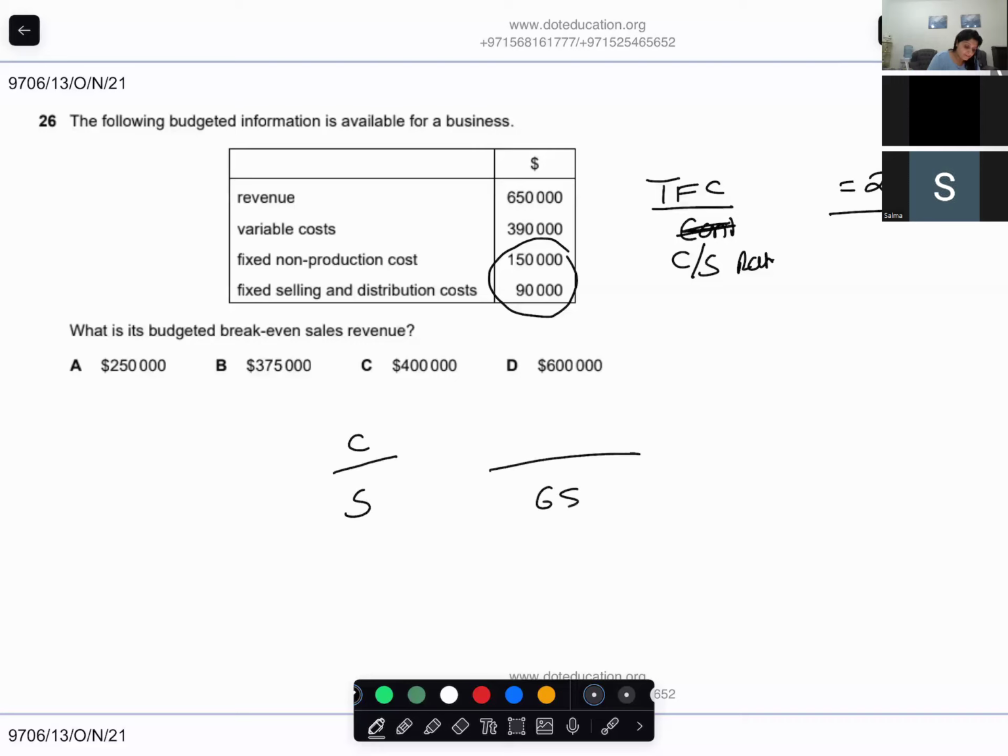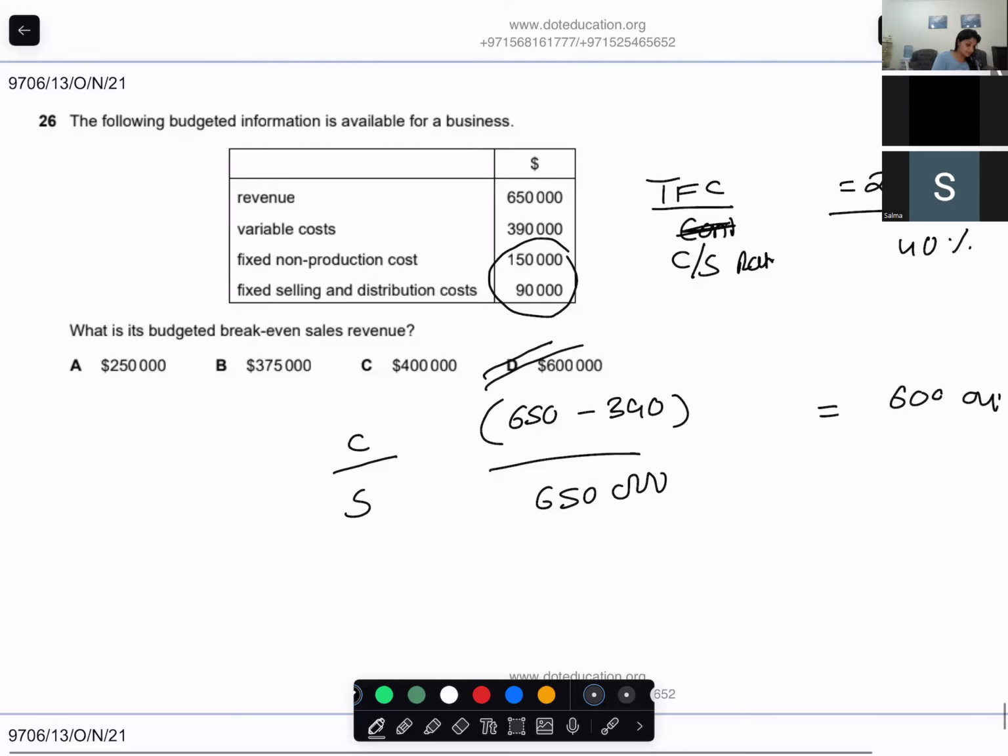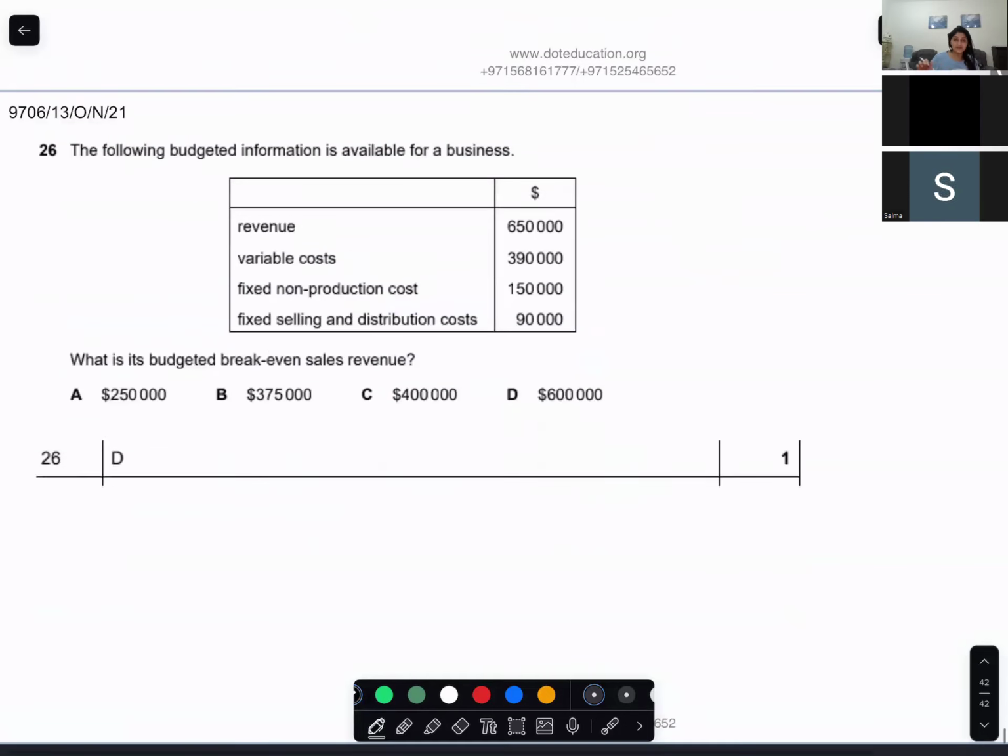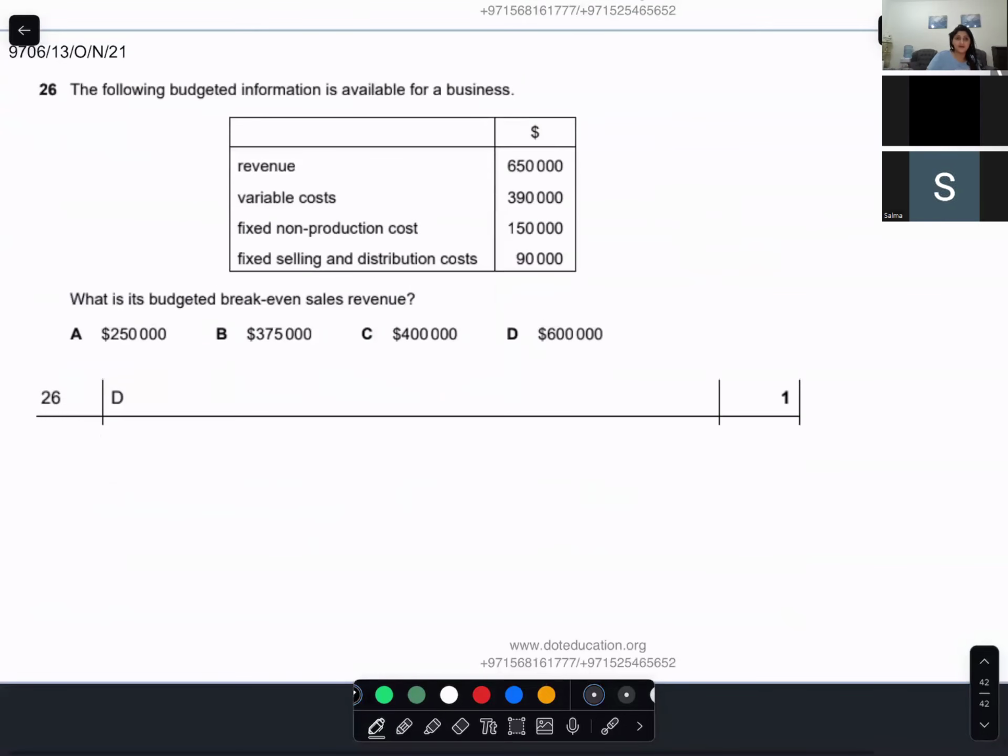260,000 divided by 650,000. So what is the percentage? 40%. And the final answer is 600,000. Option D. Okay. So with this, we complete this PPT of the break-even point.